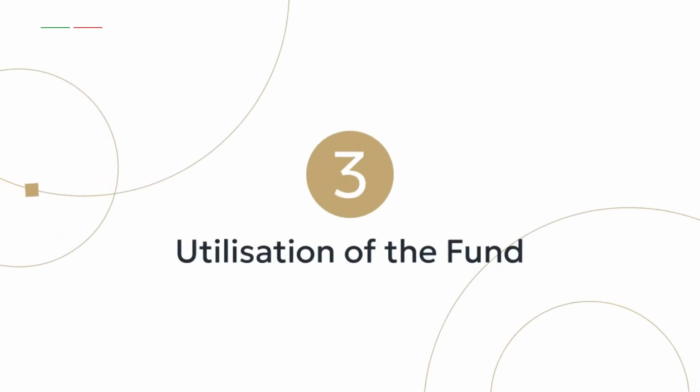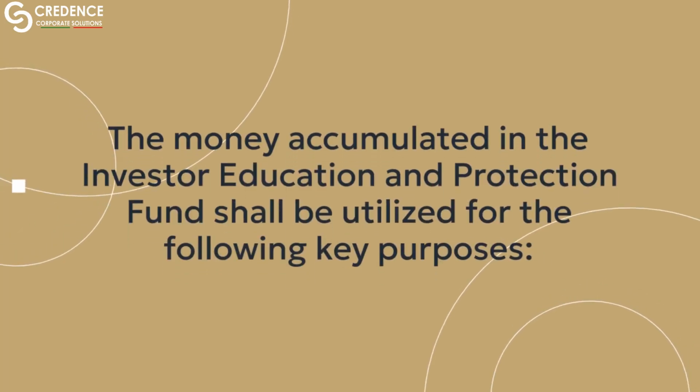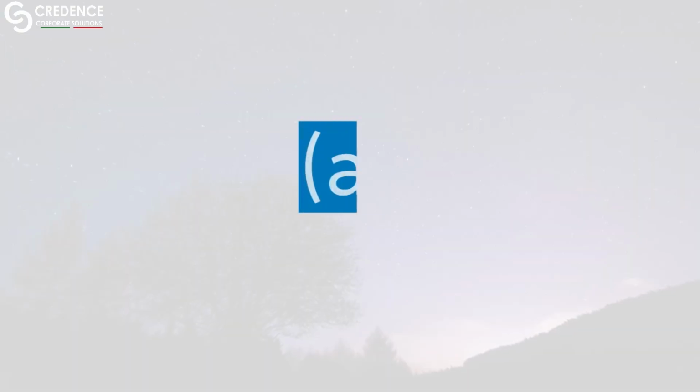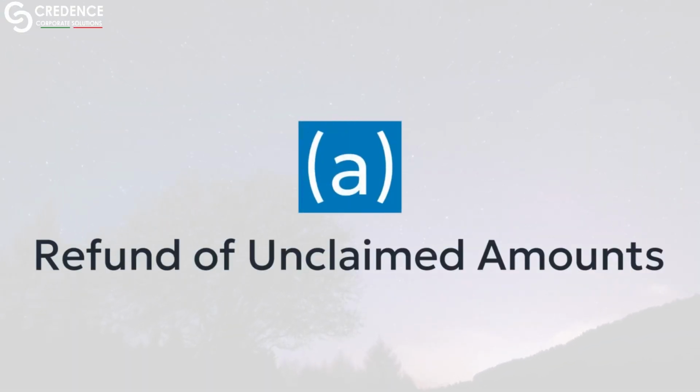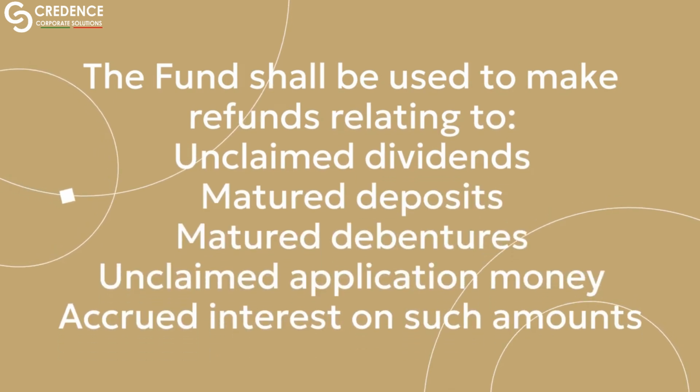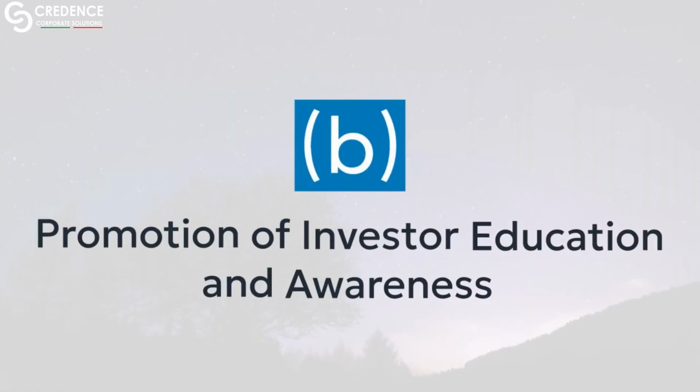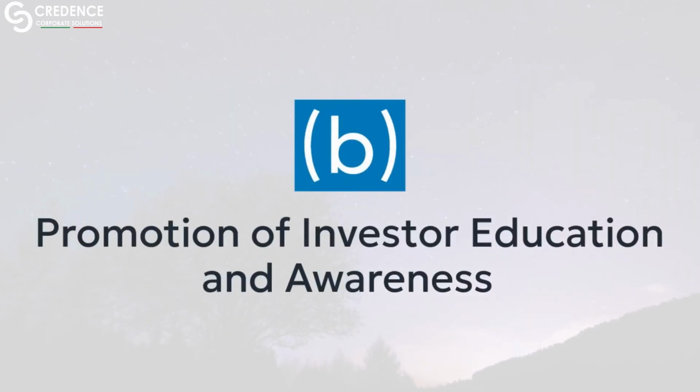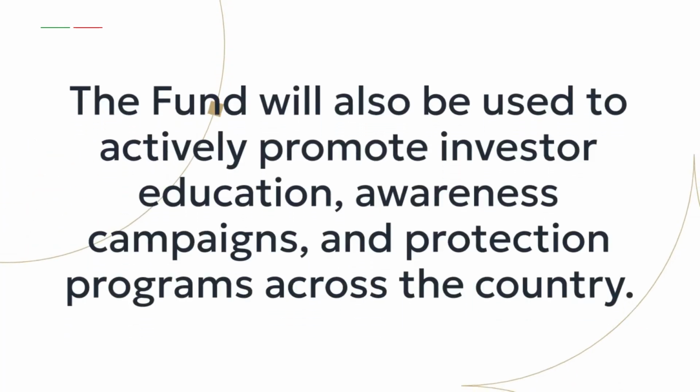3. Utilization of the fund. The money accumulated in the Investor Education and Protection Fund shall be utilized for the following key purposes. A. Refund of unclaimed amounts. The fund shall be used to make refunds relating to unclaimed dividends, matured deposits, matured debentures, unclaimed application money, and accrued interest on such amounts. B. Promotion of investor education and awareness. The fund will also be used to actively promote investor education, awareness campaigns, and protection programs across the country.